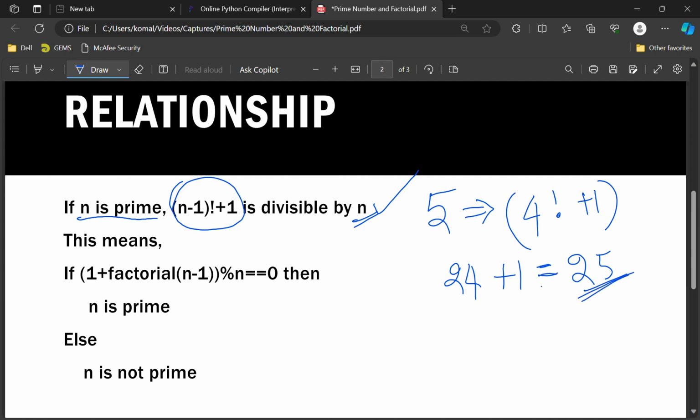So in algorithmic terminology, we can state this like: if (1 plus factorial of n minus 1) percent n, what is this percent? This is nothing but the modulo division symbol. If it is equal to 0, then n is prime, otherwise n is not prime. Okay, so let us quickly go through the Python code.